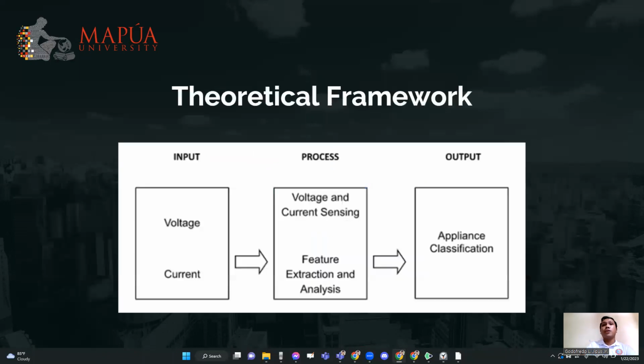connected. Okay, so for the theoretical framework, the inputs are voltage and current. Then for the process, we extract features and analyze the data. And lastly, for the output, we have appliance classification.